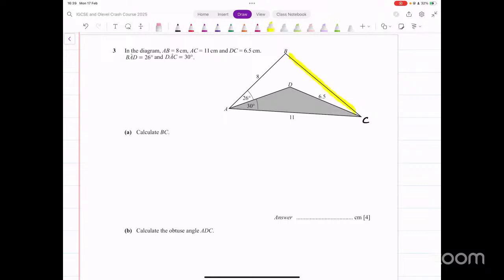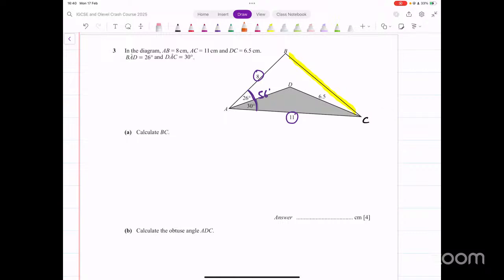How can we find this? We have two sides of the bigger triangle. We know that one side is 8 and we know another side is 11. And we know the angle between those two sides. This complete angle is 56 degrees. It's a classic cosine rule case. You have two sides given and the angle between them given. You'll have to use cosine rule here. Sine rule cannot be used because you don't have any side angle pair in this case.